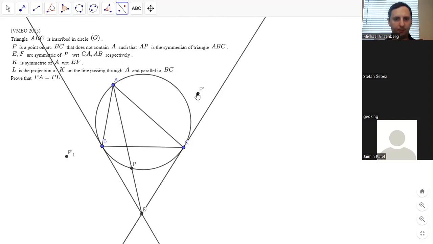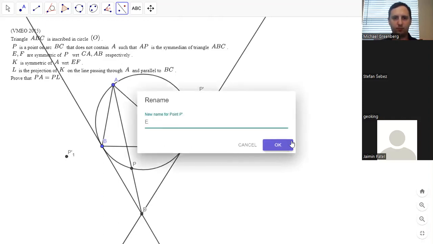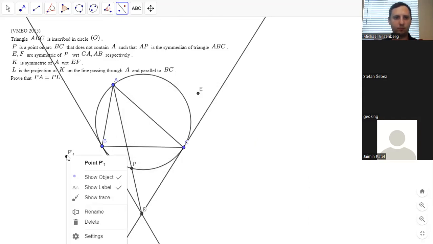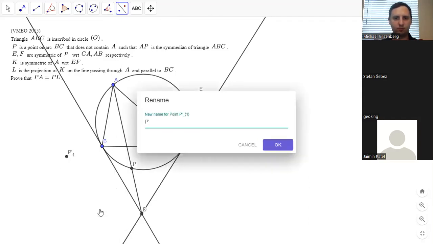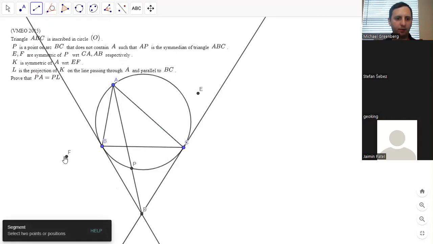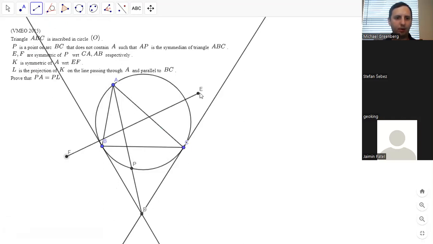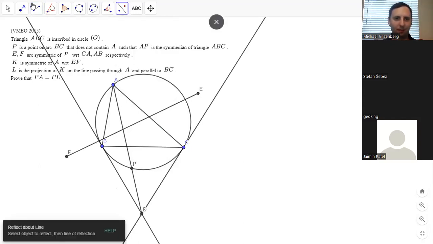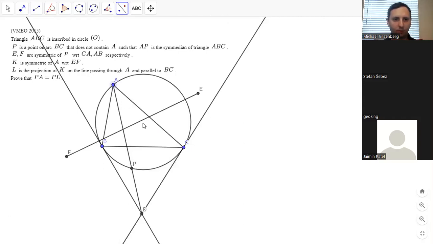I'm going to rename them. And then K is the reflection of A over EF. I've seen a few problems like this where you do double reflections or triple reflections. So K is that point.